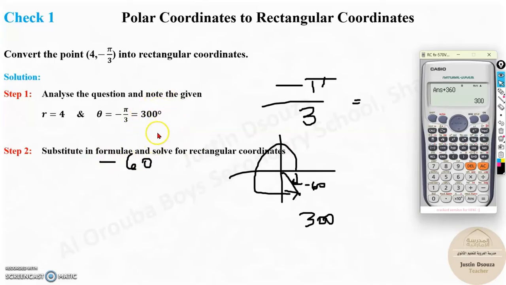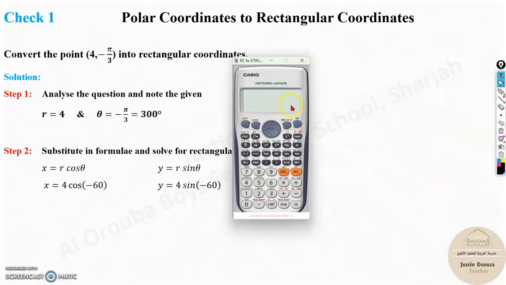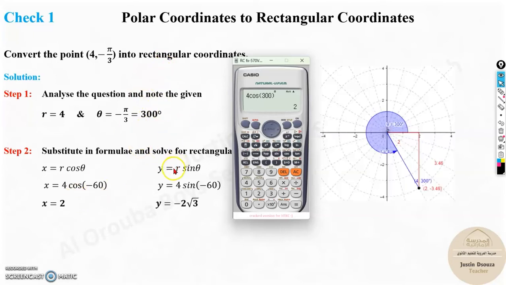We will solve using both, either minus 60 or 300 will give you the same answer. x is equal to r cos theta. Now let's use both of these and see the answers. It is 4 cos, let's try with minus 60 first. Minus 60, what is the answer? 2. Now let me change this to 300 and you can see the answer will remain the same. Why? Because 300 and minus 60 is the same angle, same point you're reaching, right? So that is the reason.